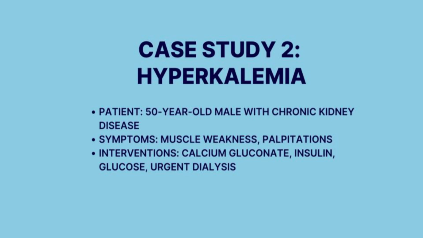Case study 3, hypocalcemia. A 40-year-old female with a history of thyroid surgery presents with tingling in her fingers, muscle cramps, and a positive Chvostek's sign. Her calcium level is 7.0 mg/dL. Assessment: recent thyroidectomy. Interventions: administer intravenous calcium gluconate. Provide vitamin D supplements and regular monitoring. Outcome: calcium levels normalize and symptoms resolve.